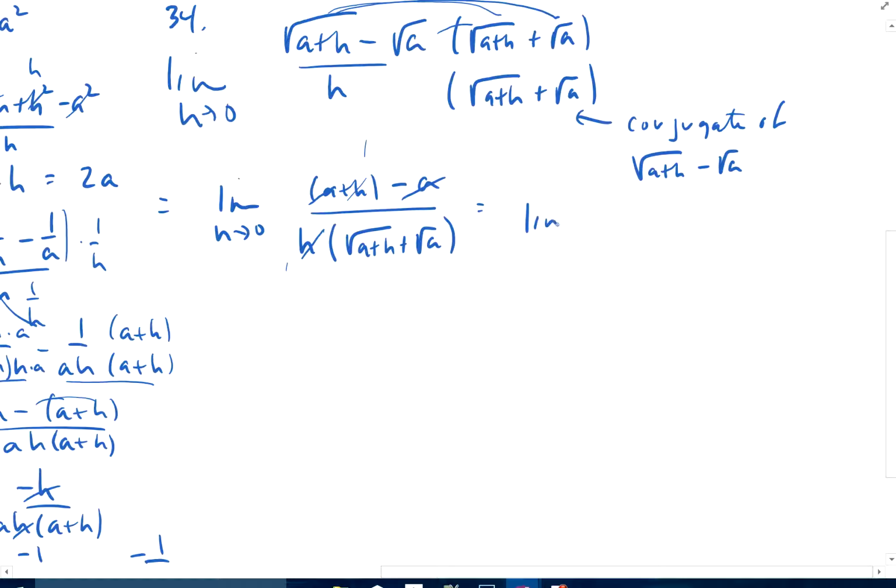So then that becomes the limit as h approaches 0 of 1 over square root of a plus h plus square root of a. And as h goes to 0, that's gone. I get 1 over square root of a plus square root of a, which is 1 over 2 square root of a. Okay, a lot of just math in there and simplifying and things like that. All right, there you go for those.